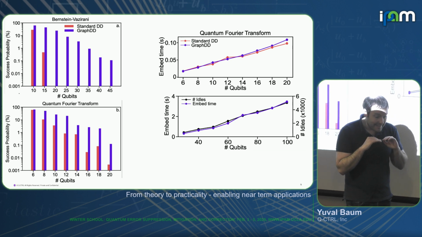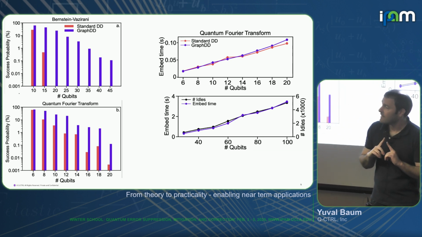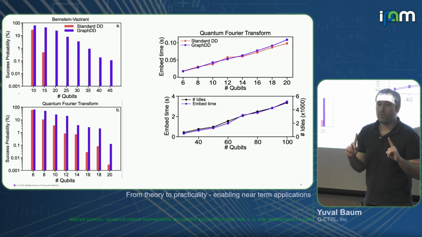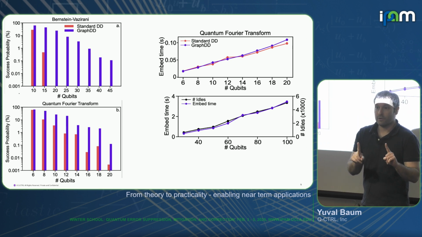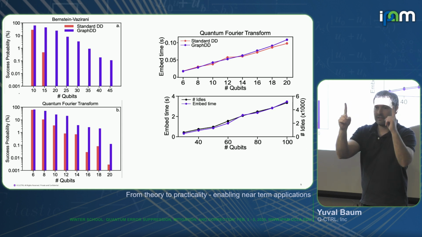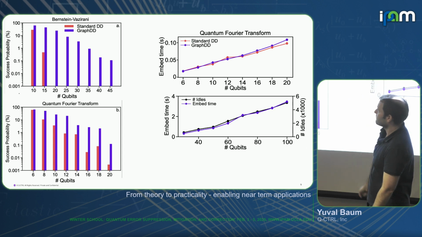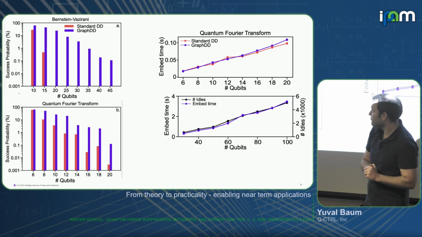I'm comparing two identical circuits. Everything is identical. I'm not even comparing it versus no dynamical decoupling at all. I just compare trivial dynamical decoupling, where you go to each idling, and you just put an X gate and an X gate at 1/4 and 3/4. And I compare it with the graph-based method, where we choose that.